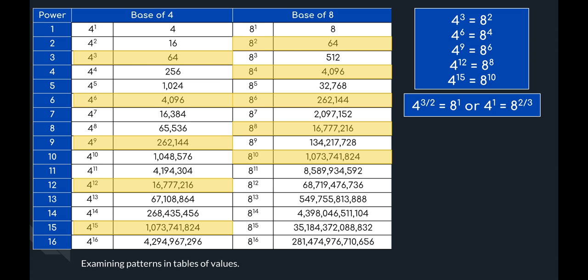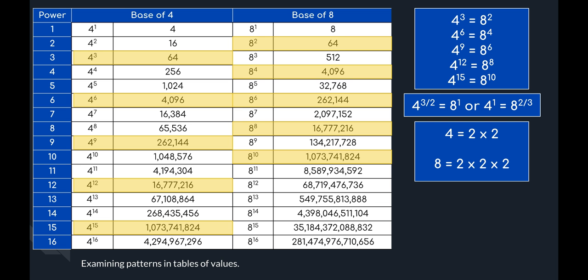4 to the 3 halves power is 8 to the first, or 4 to the first is 8 to the 2/3 power. This can be very challenging for students to grasp. It's a new concept, the idea of combining exponents with fractional values. Since it's new, let's take a look at this in another way.